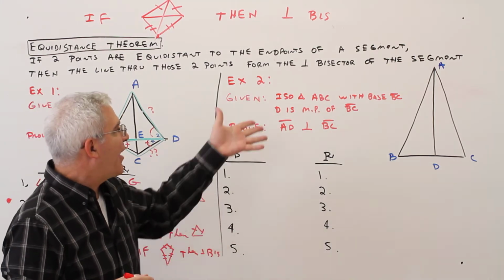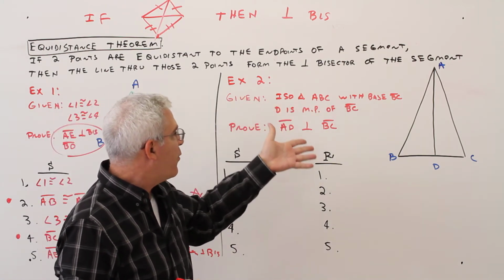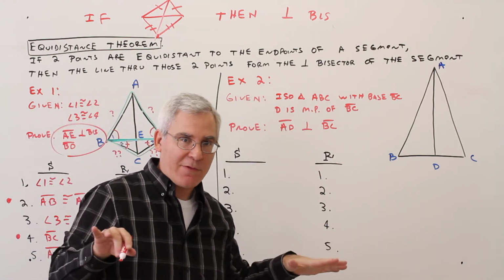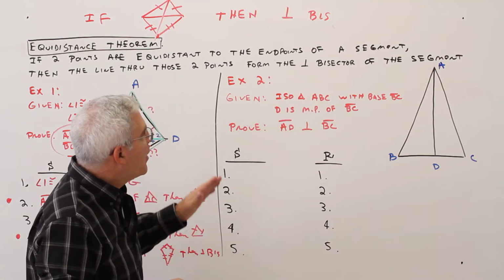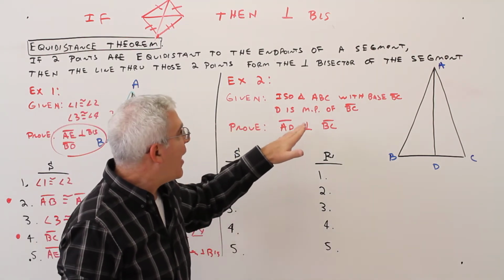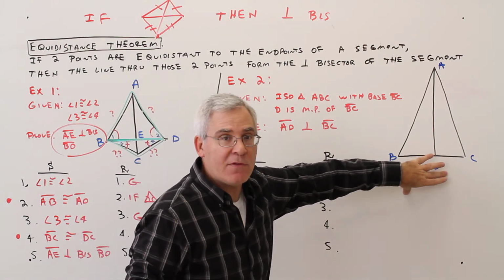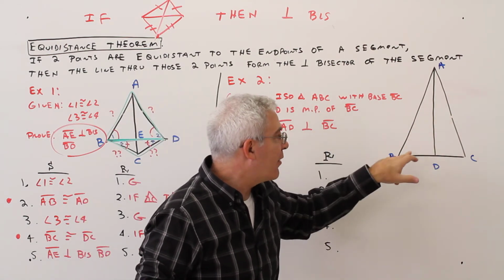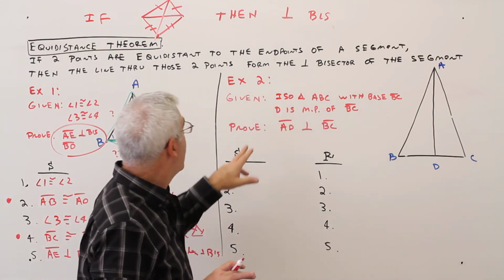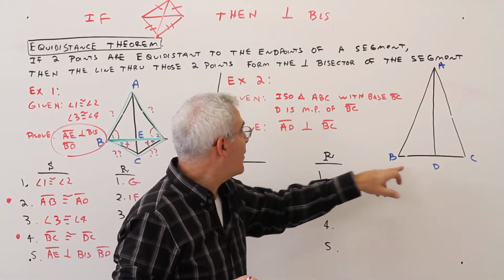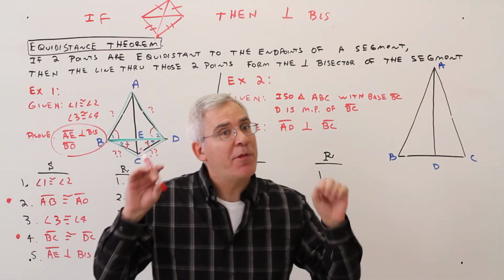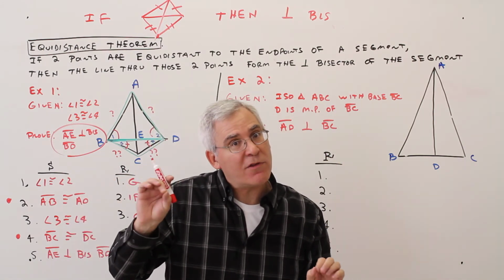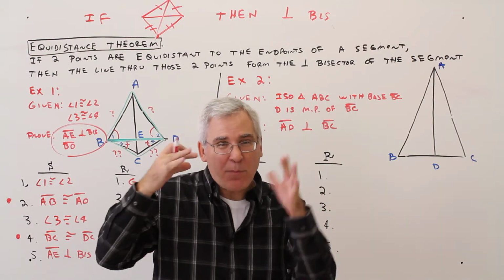For this example, I kind of gave you the given, the prove, and the diagram in the problem and asked you to do that, but I'm just applying it for you right here. All right. So given isosceles triangle ABC with base BC, so that means that these sides are congruent, these angles are congruent. D is the midpoint of BC. Prove AD is perpendicular to BC. Again, I'm looking for 2 points that are equidistant.